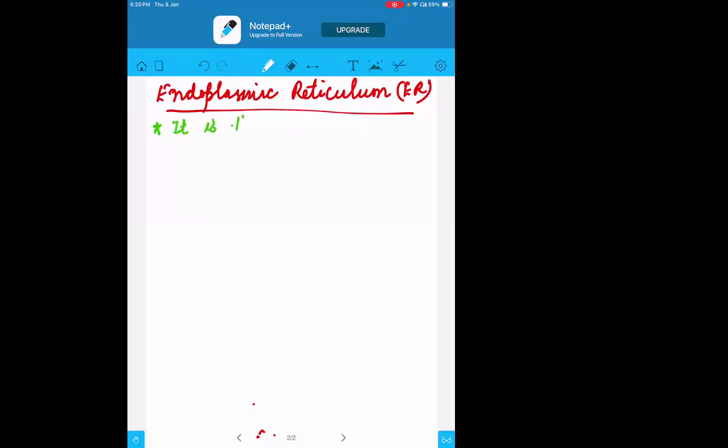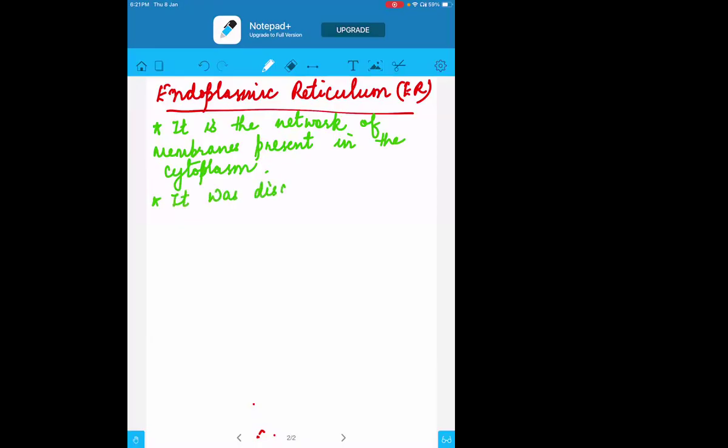It is the network of membranes present in the cytoplasm. So in the cytoplasm, there will be a network of membranes that is called the endoplasmic reticulum. ER was discovered by Porter, Claude, and Coulomb. These were the three people who discovered it.